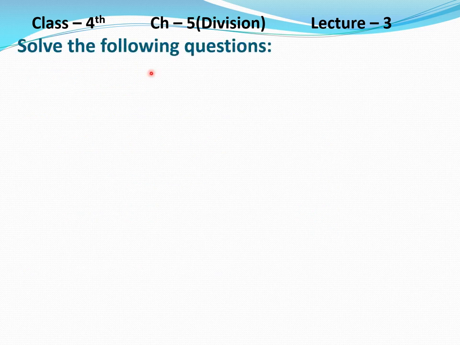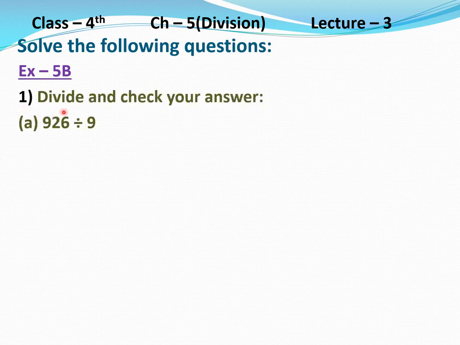Now solve the following questions. Exercise 5B, question number 1. Divide and check your answer. A part, 926 divided by 9. Write down the answer. Make a sign like this. Write 9 here and write 926 here. 9 is the divisor and 926 is the dividend.